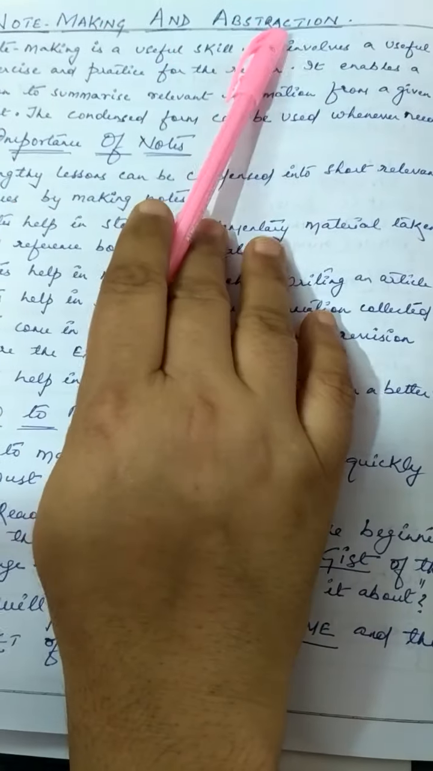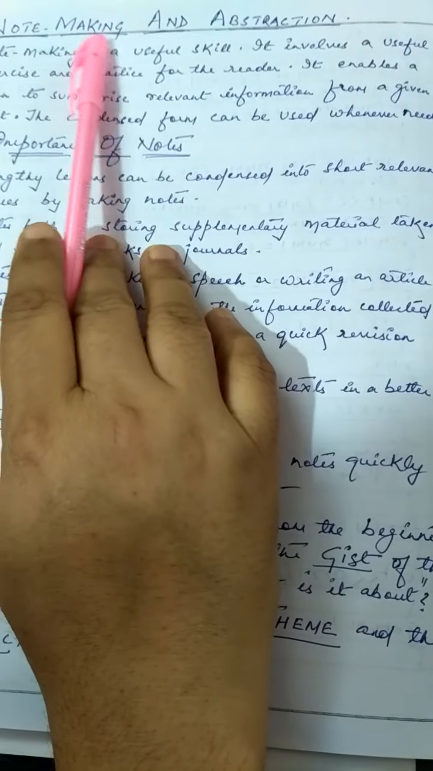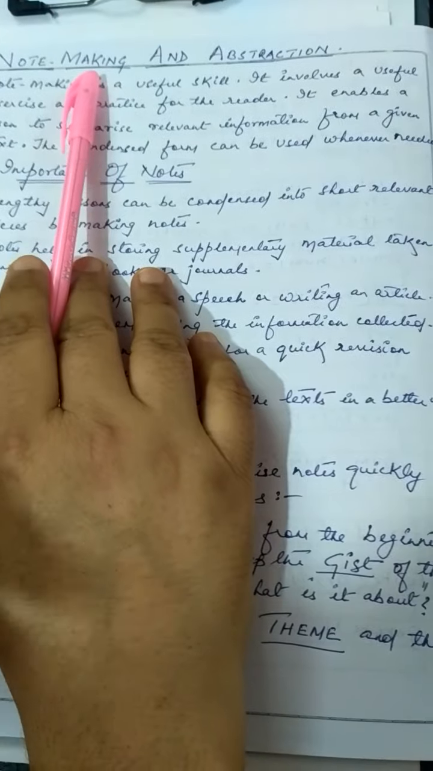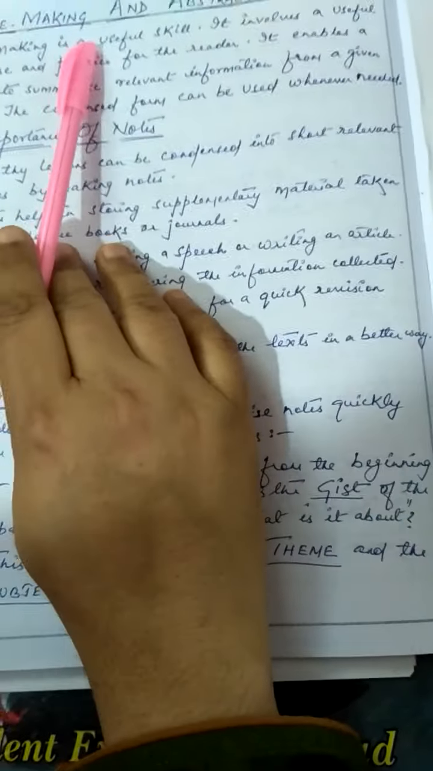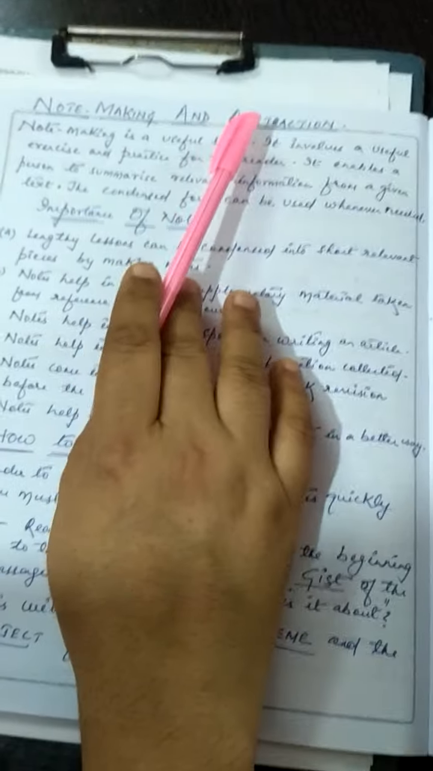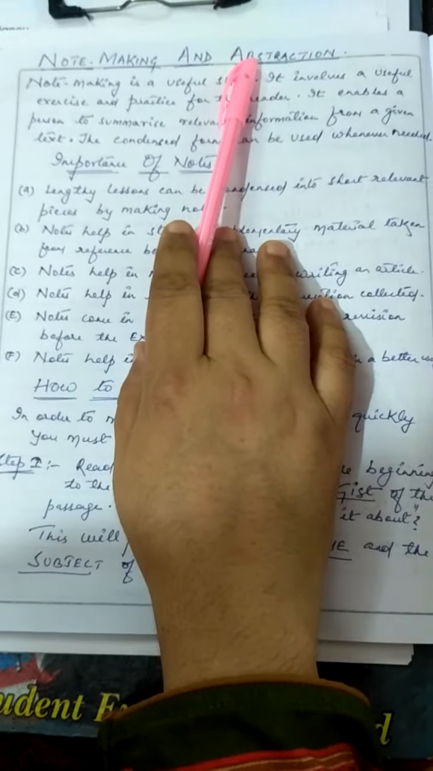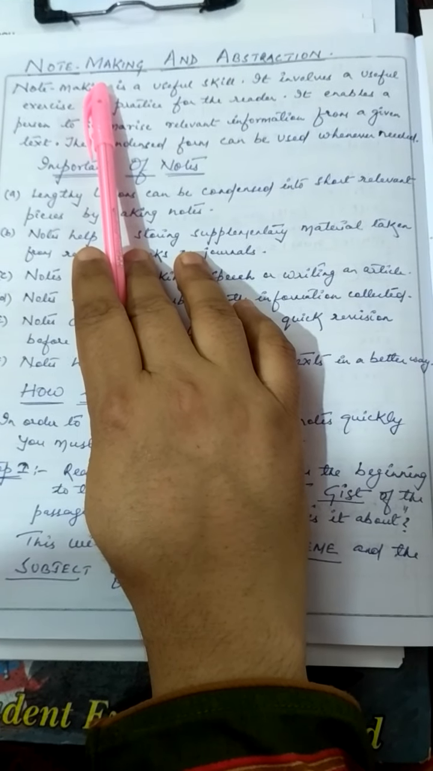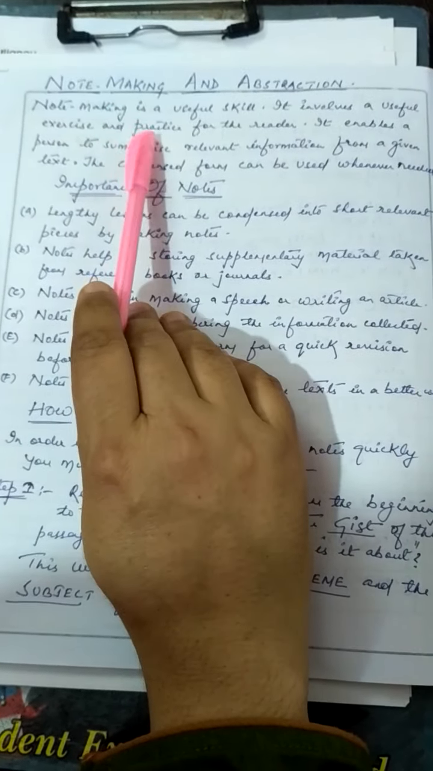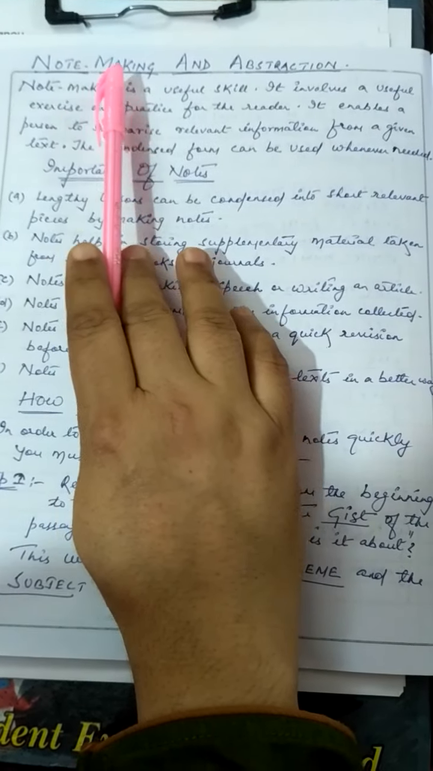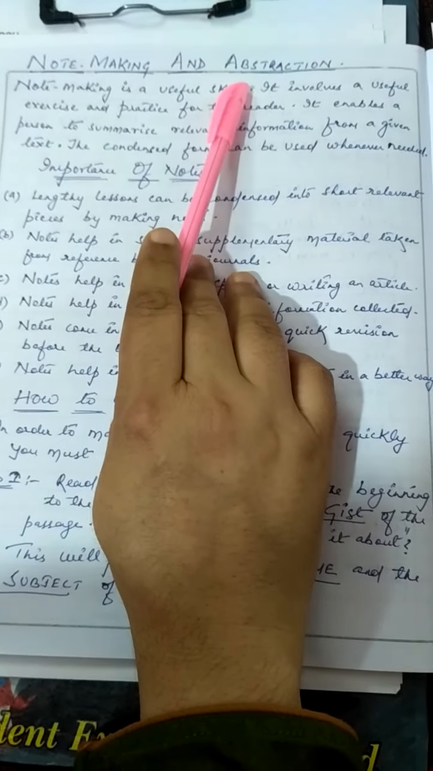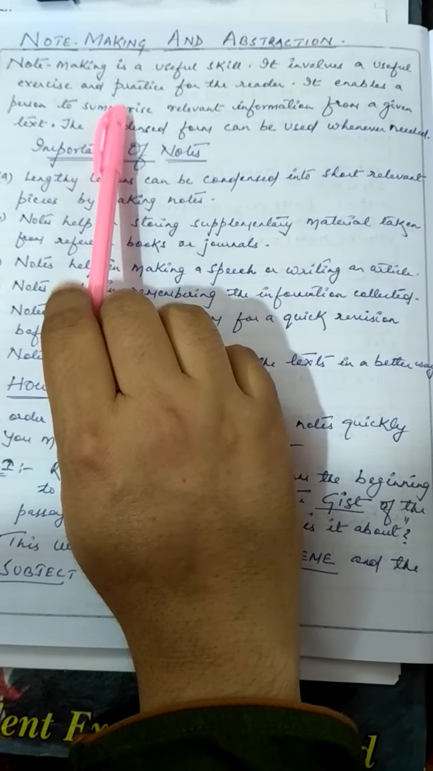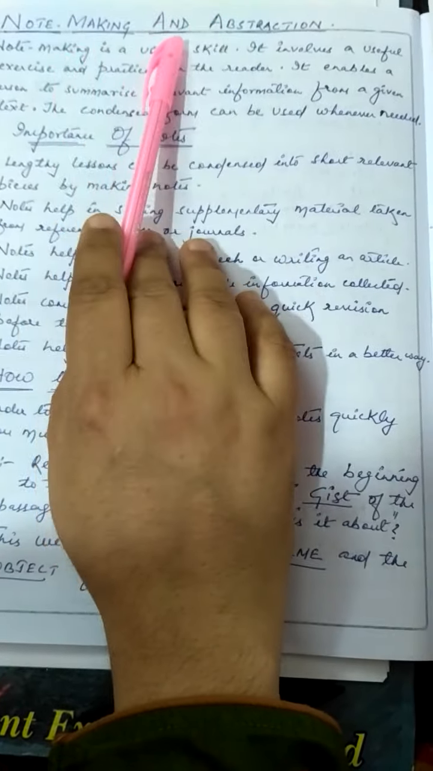Note making and abstractions. Note making is otherwise also known as abstraction. Note making, as I have told you beforehand, means to make notes. In higher studies, note making is known as abstraction. From the examination point of view, sometimes there is a given point: make a proper note of the passage given. But in higher studies, they won't write note making, they write: make an abstraction of this passage given. Okay, so try to remember both these words, which is very important.